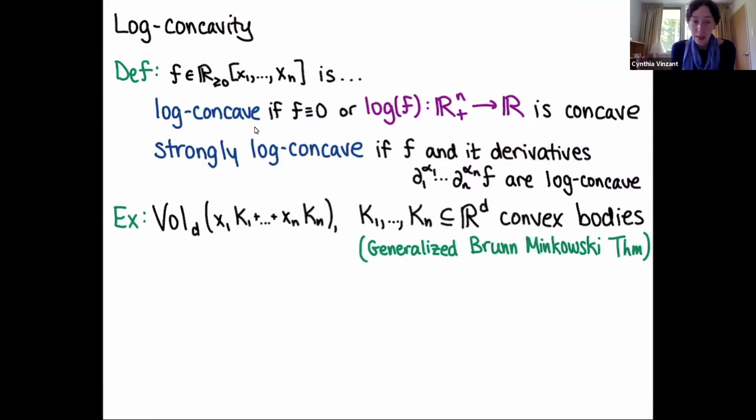There are nice examples. The generalized Brunn-Minkowski theorem says that if I take n convex bodies in R^d and I take their mixed volume polynomial, then one, this is a polynomial, and two, it's log concave on the positive orthant and all of its derivatives are as well.